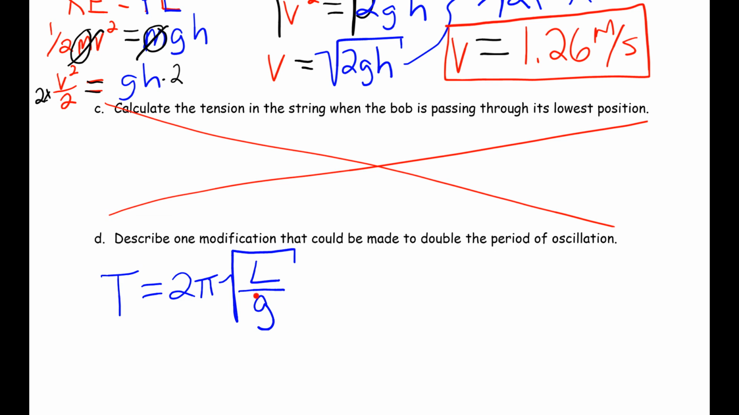Now, it's a little harder to change gravity. It's easy to change the length, so why don't you try that one? But you could also feasibly change the gravitational field to change the period. Now, understand, we want to double this value. So how would we change the length in order to double it? And that's what you're going to have to figure out. And one clue is, remember that there's a square root here. So the square root of what number is going to give you 2? And that should tell you what to do with the length. I hope this helped.